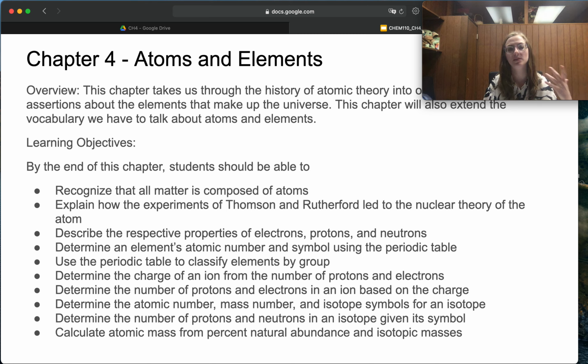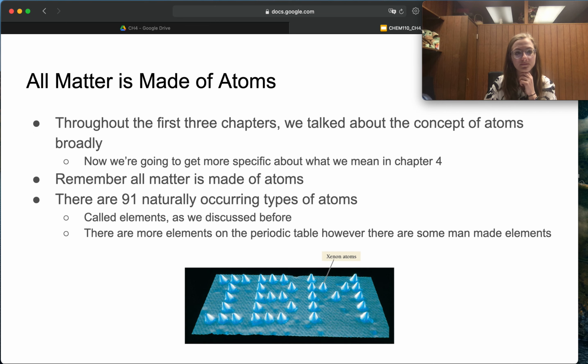We're going to be able to explain some of the experiments that led to the discovery of the atom as we think about it today. And then we'll talk a little bit more about those models that describe the way we think of atoms today.